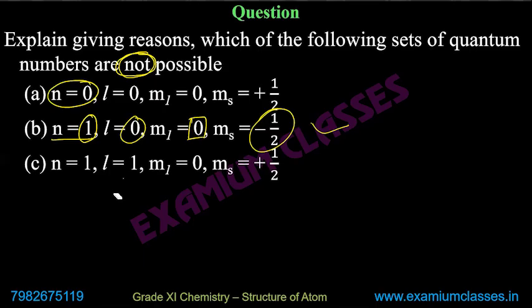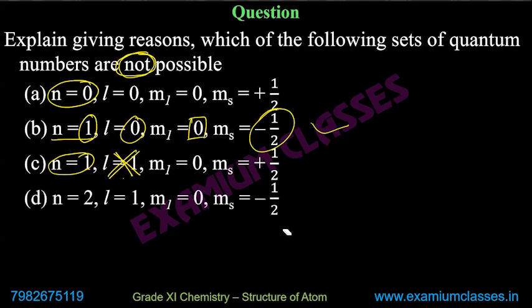Next one. Now this cannot be possible because for n equals to 1, the possible value of L can be 0 only. For n equal to 1, there will be only one subshell, and that subshell will start from 0, not from 1. So this is not possible. 0 plus half, this is possible. This is not possible because it will be 0 here. Not possible. If there is any confusion, you need to ask. Okay.